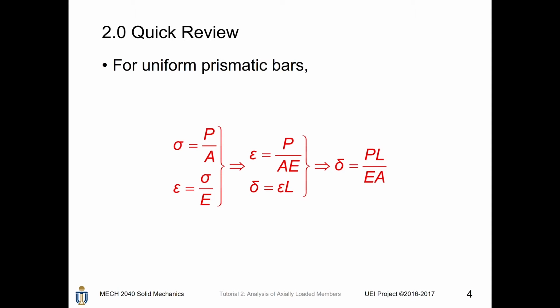And also for non-uniform prismatic bars, we have the formula delta equals the integral from 0 to L, where L is the length of the bar, of P dz divided by EA(z). In this chapter, sometimes we will consider P as a function of z.